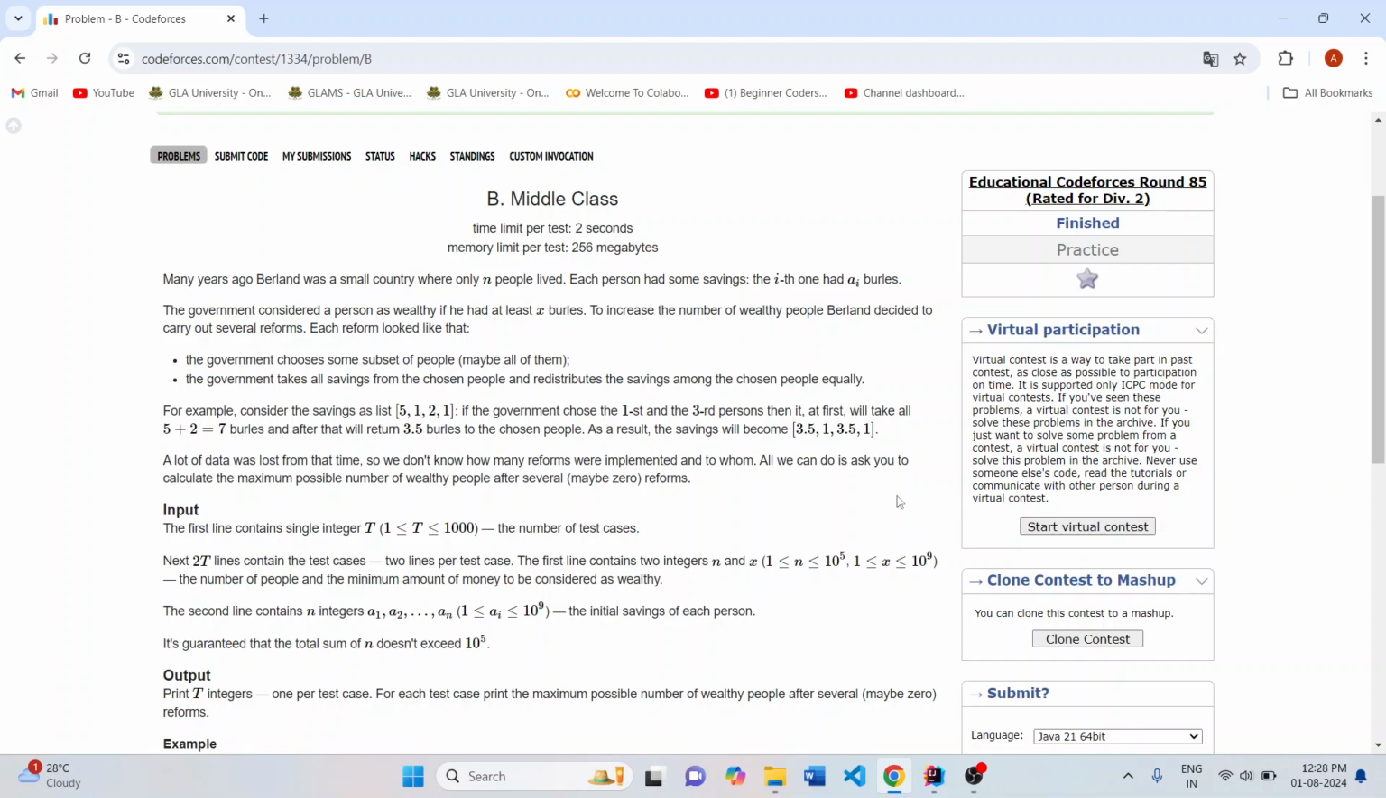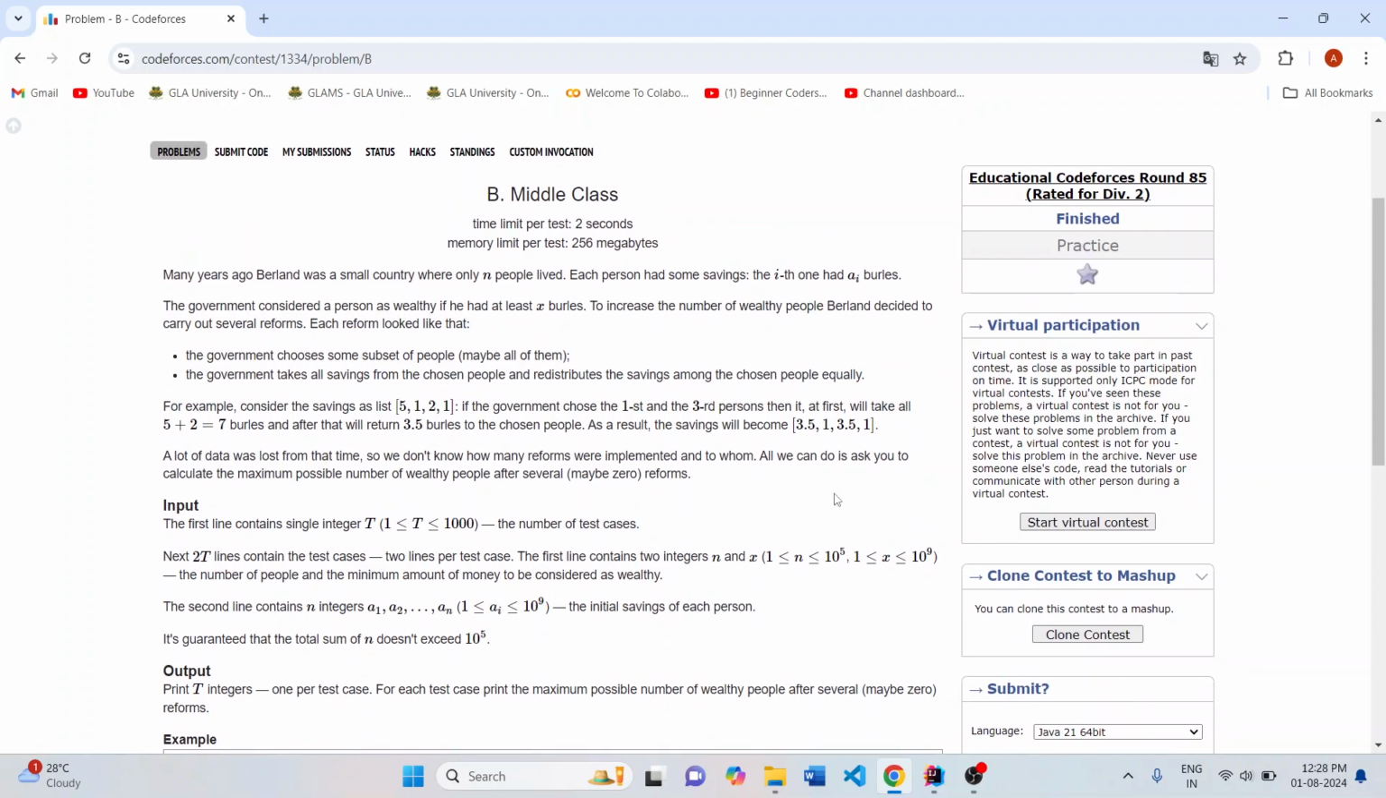We will keep doing so, keep averaging, and when the average becomes less than x, we will stop, because we know that if we move further towards the poor, we won't be able to redistribute. So that will be our maximum answer. So this was the trick in this question.